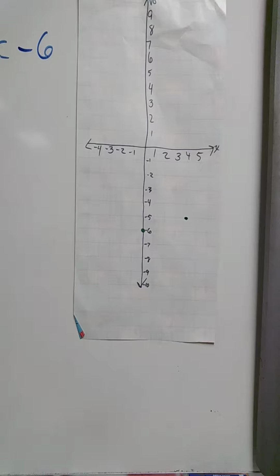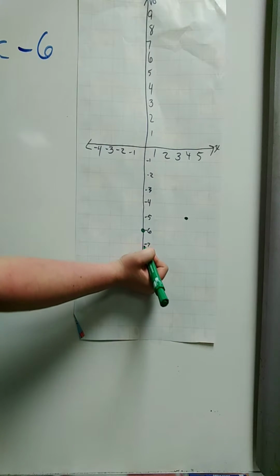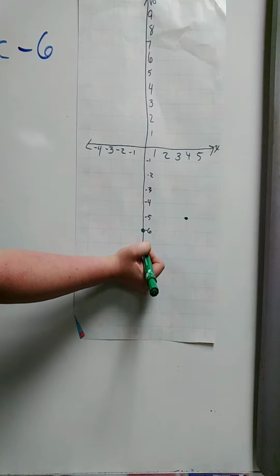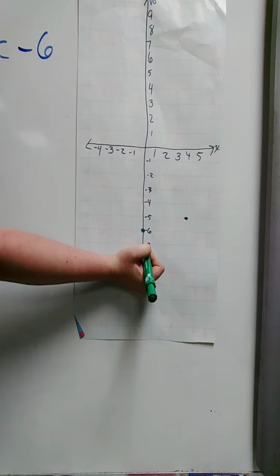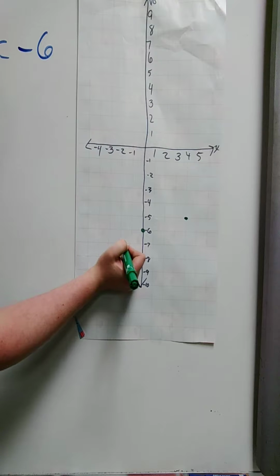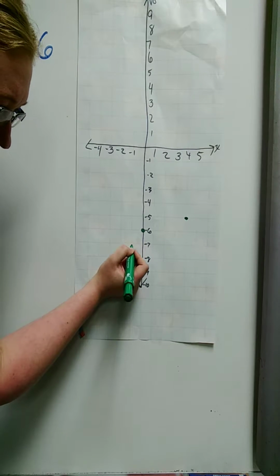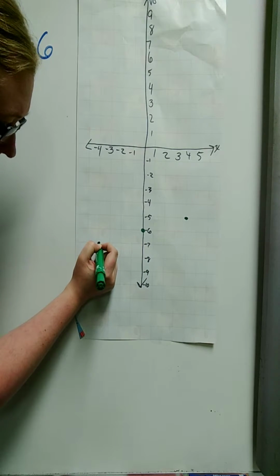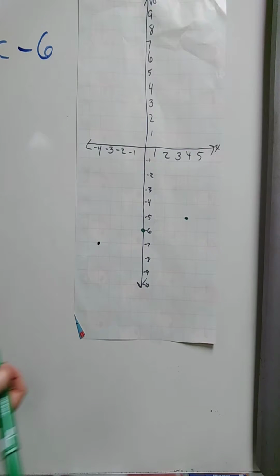Then we can make them both negative to add a third point. So if we go down 1, we would go to the left how many places? 4. 1, 2, 3, 4. So we would have a point at -4, -7.